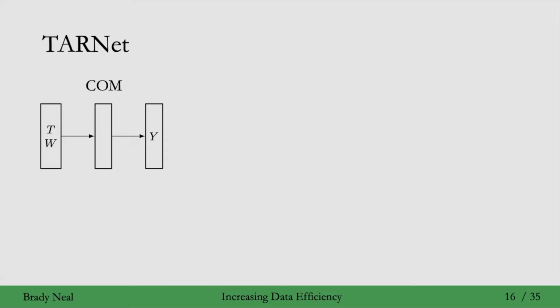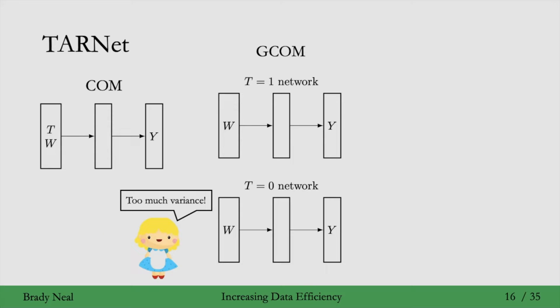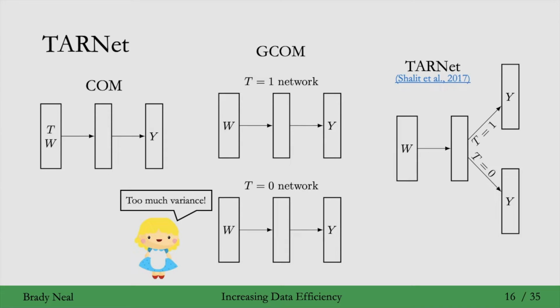We saw that the problem with this was bias. It could be biased towards 0, which led us to GCOM estimation. Here we depict two neural networks, one for the treatment group data, one for the control group data, and both of these only take W as input. The problem with this is that it could have too much variance because both of these networks are trained with less data. This motivates a sort of hybrid architecture that we have in TARNet, where we use all of the data to train this network.